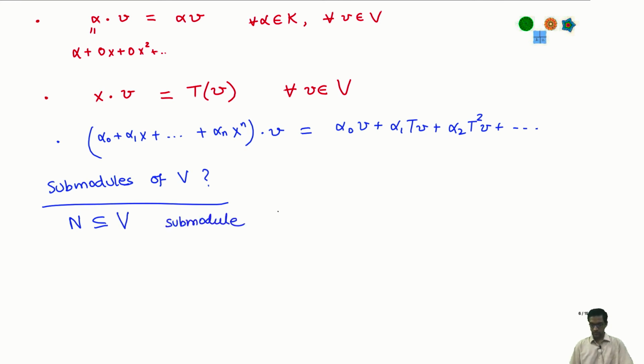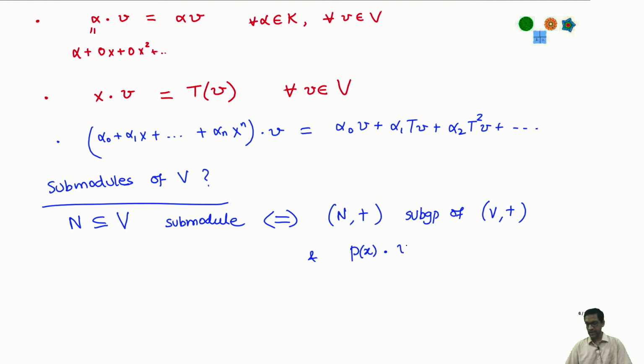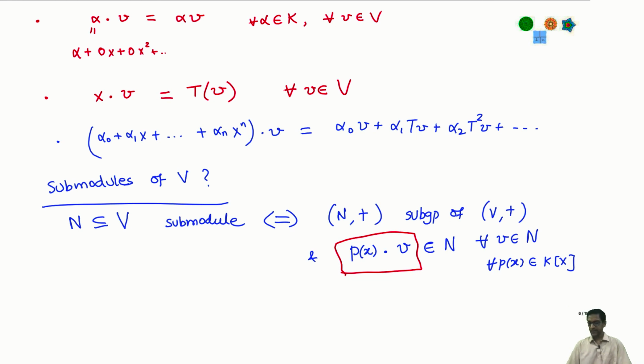it means that firstly it's closed under addition, N plus is a subgroup of V plus, and secondly it's closed under scalar multiplication. It means if I take any polynomial p(x) from K[x] and I act it on v, the answer is in N again, for all v coming from N, and for all polynomials p(x) in my ring K[x]. Now in particular we'll apply this condition, that p(x)v belongs to N, to those two special polynomials. Let's take constants and let's take x power 1.